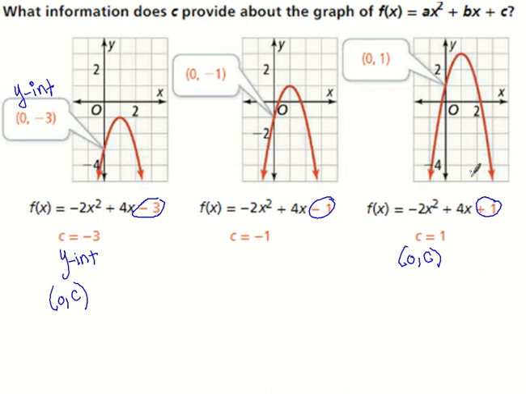Now, how else do I graph it? I obviously can't graph it just with that point. I don't know where my axis of symmetry is from that point alone. These graphs have already been done that way. Here's our axis of symmetry. So we could then find this point, but we still need the vertex to be able to graph.